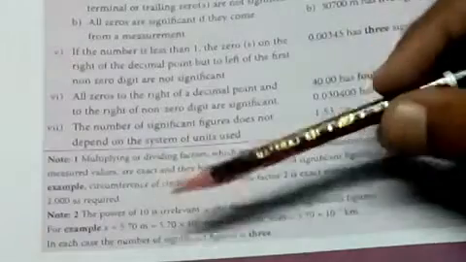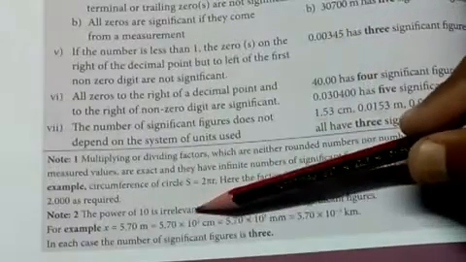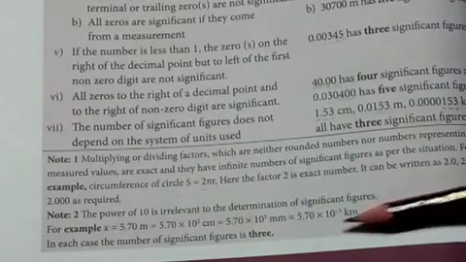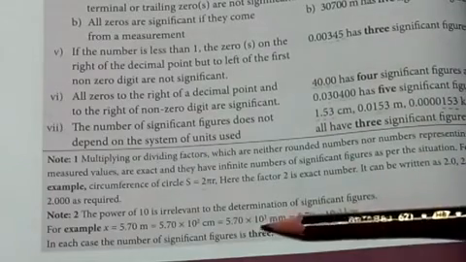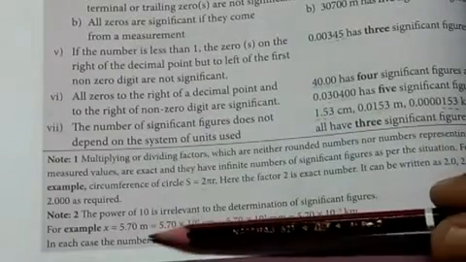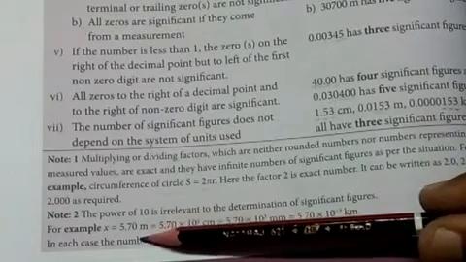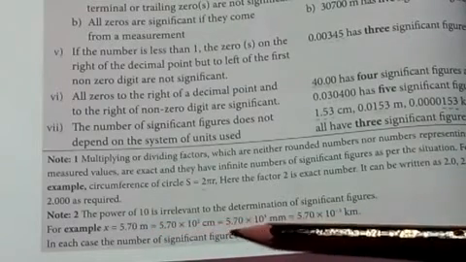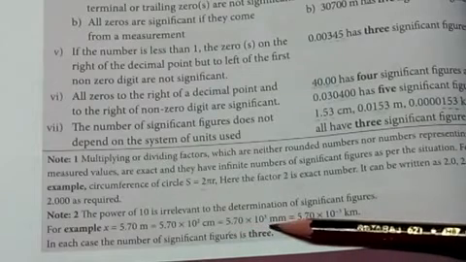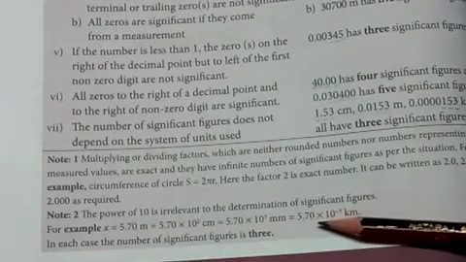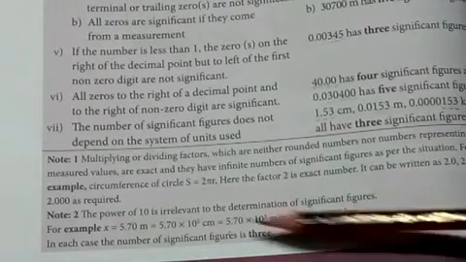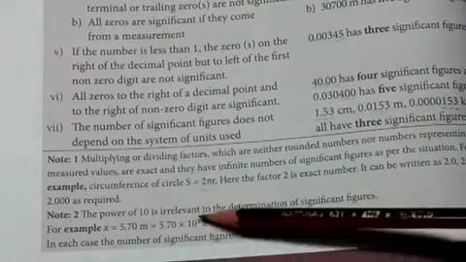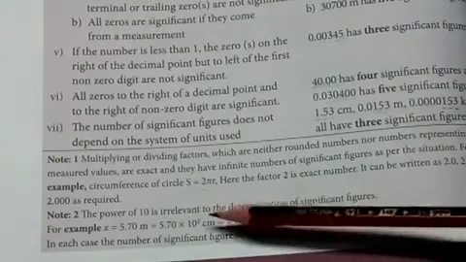So let's go to note 2. The power of 10 is irrelevant to the determination of significant figures. Okay, so we don't care about the power of 10 for calculation of significant figures. For example, 5.70 centimeters is equal to 5.70 times 10 power 2 meters, is equal to 5.70 times 10 power 3 millimeters, is equal to 5.70 times 10 power minus 3 kilometers. Okay, in each case the number of significant figures is 3. So the power of 10 is not to be counted while taking the significant figures.